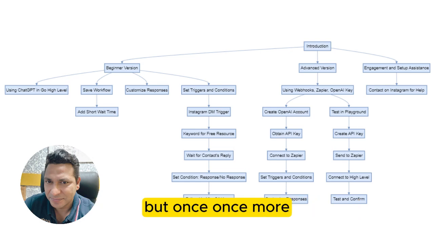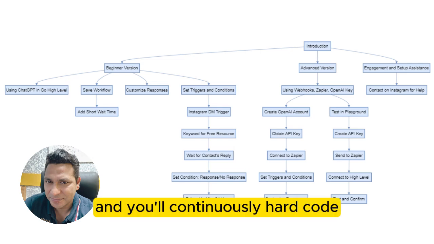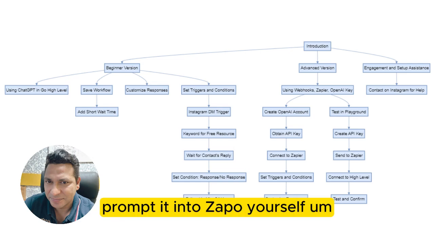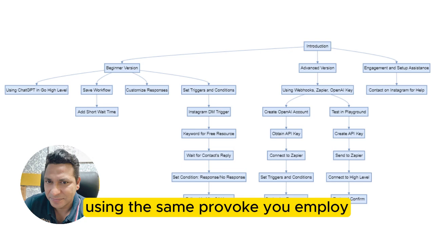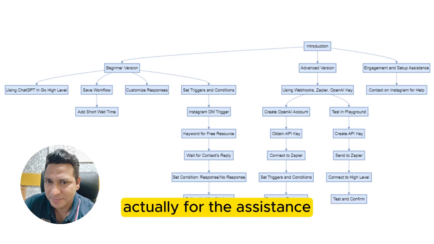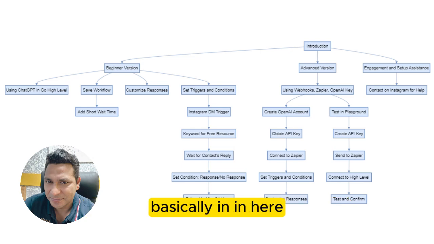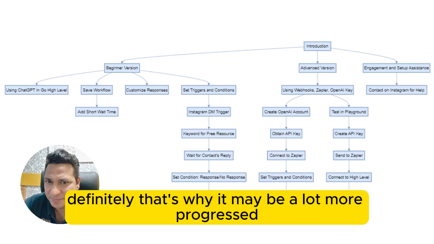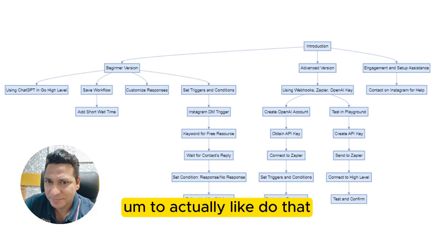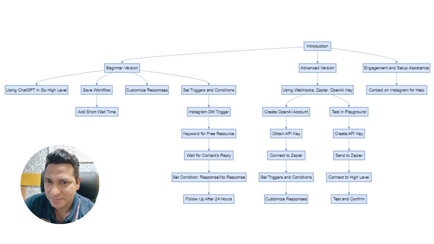But again, you would test it in Zapier, and you'll always hard code the prompt into Zapier yourself, using the same prompt you use for the assistant, basically in here, if that makes sense. So definitely that's why it can be a lot more advanced to actually do that.